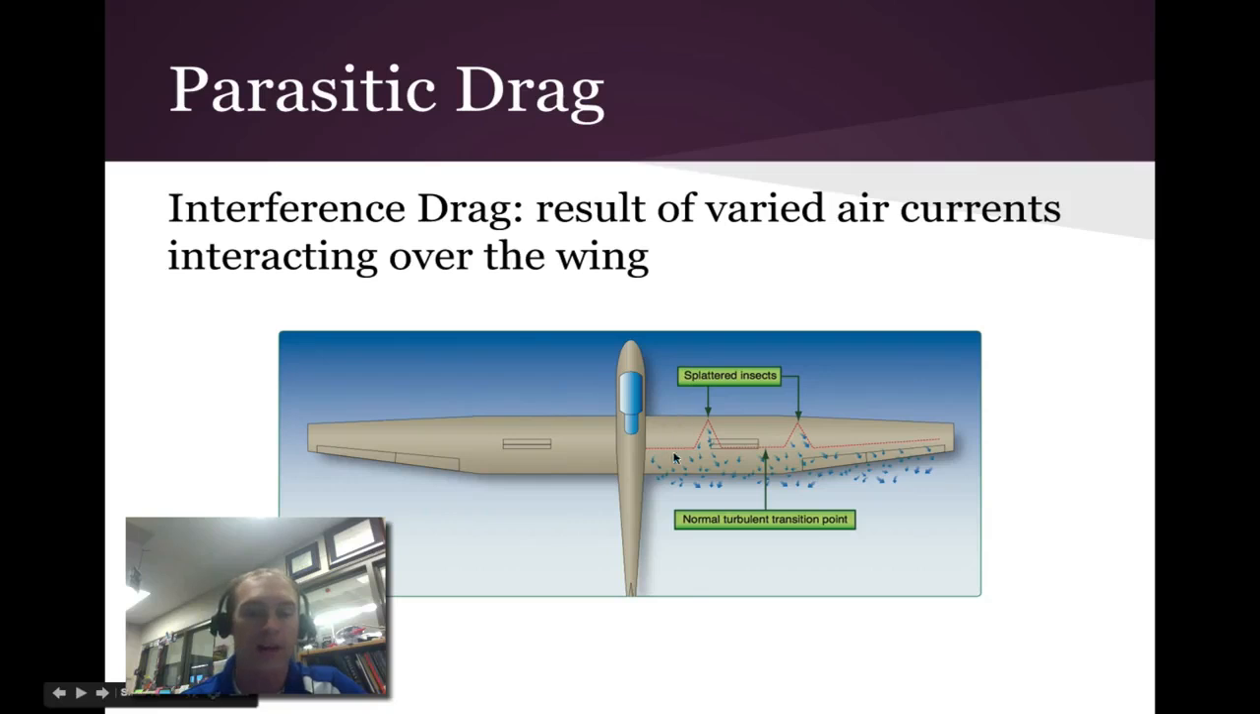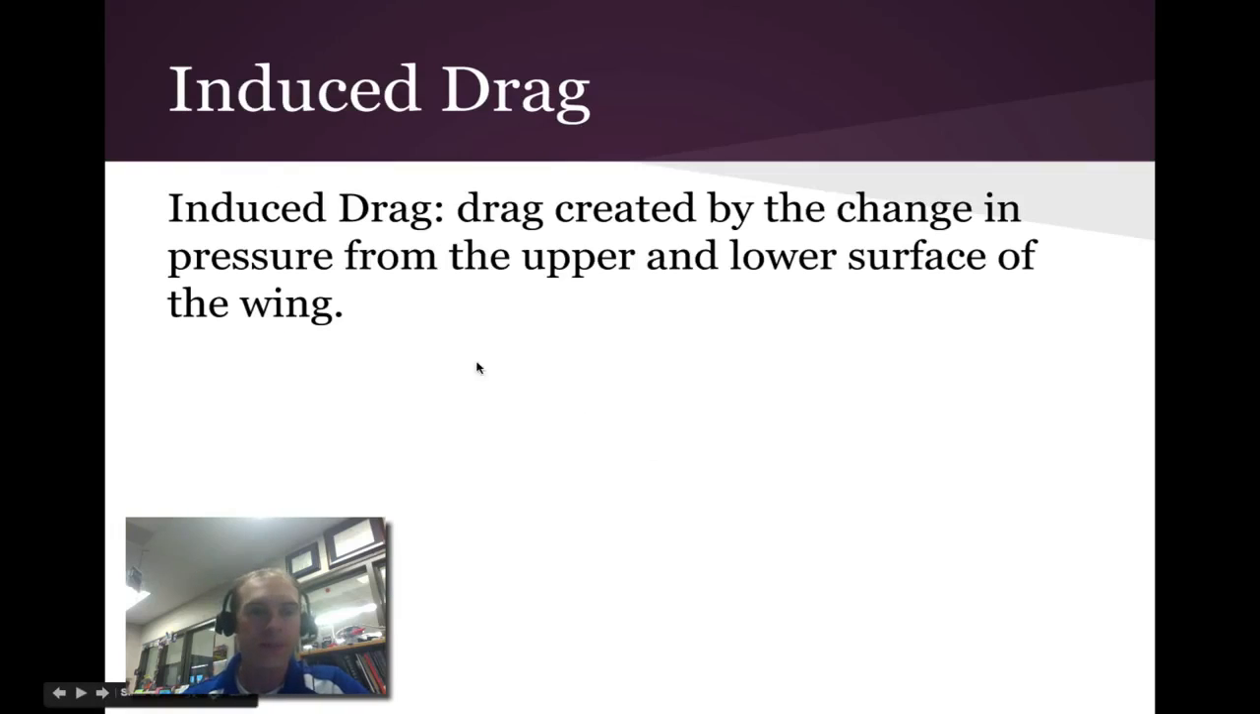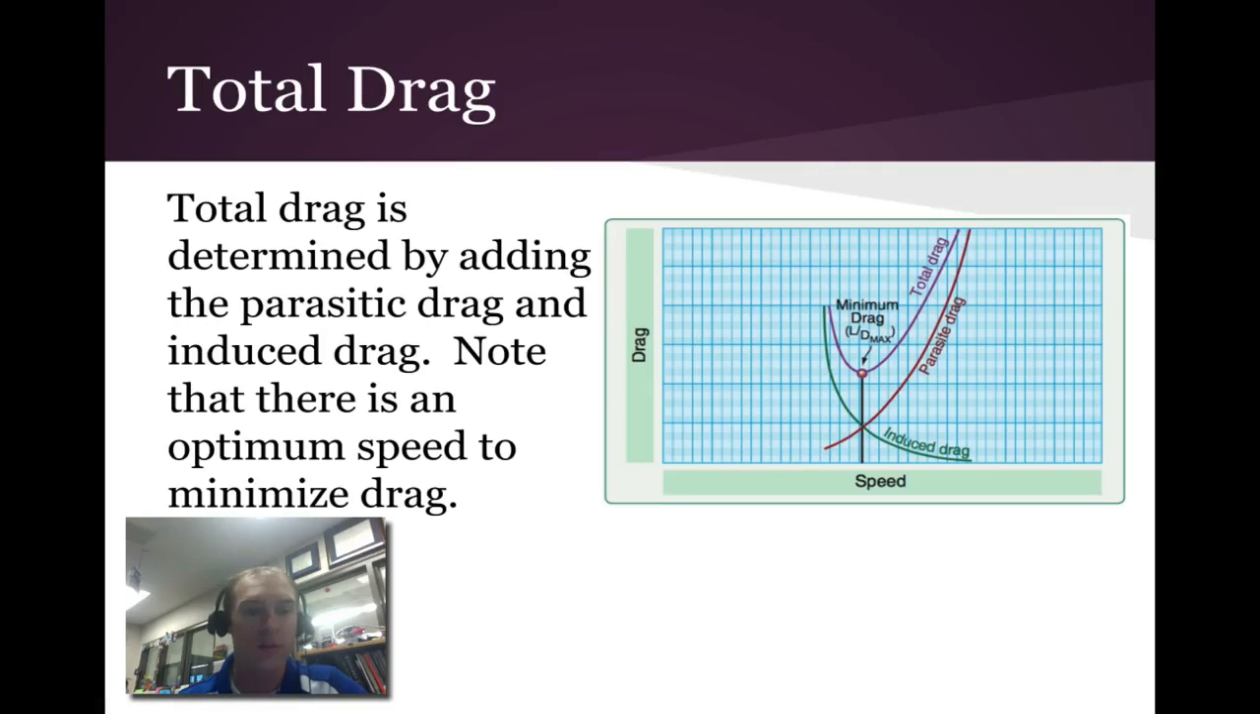Now again, think back to your gliders. That's why we have a lot narrower wing, a lot thinner chord here, so that we have a lot less of this turbulent drag and a lot less boundary layer effects on that. And then induced drag is drag created by the change in pressure from the upper and lower surfaces of the wing.